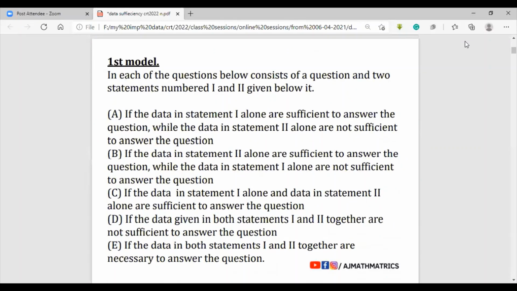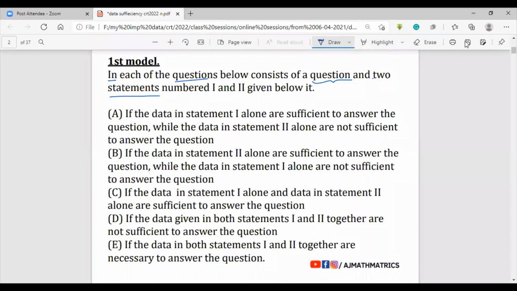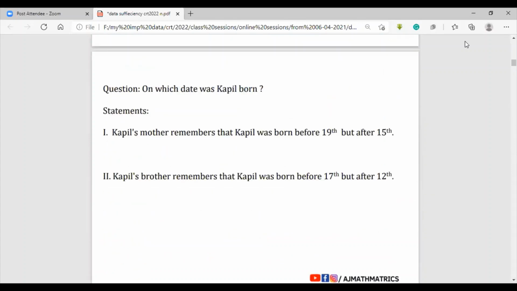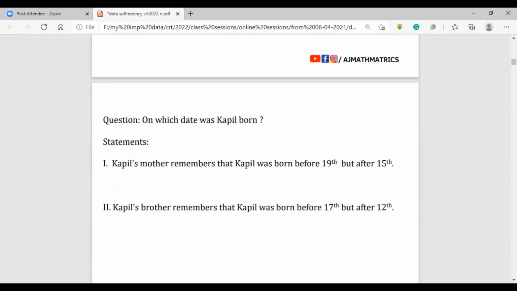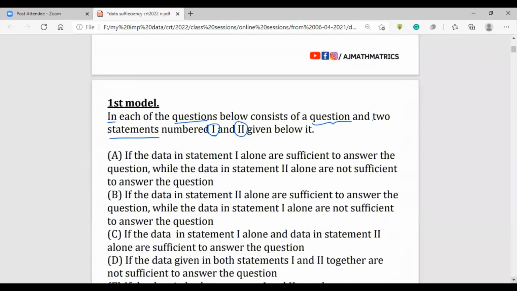So, we have actually two models. In the basic model, a question is given above, and below two statements are given. Now we have to find out in which statement the data alone is sufficient to get the answer. Now let's see what the first model indicates. Each of the questions below consists of a question and two statements numbered 1 and 2 given below it. Now I'll show you the questions. The questions will be like this: there is a question above, and below it two statements are given. Now, what are we going to find out?